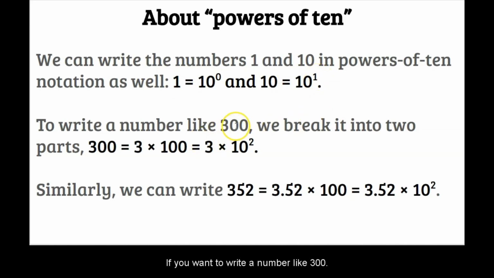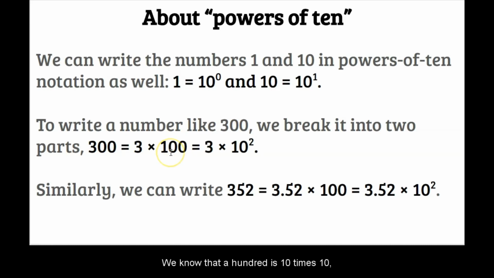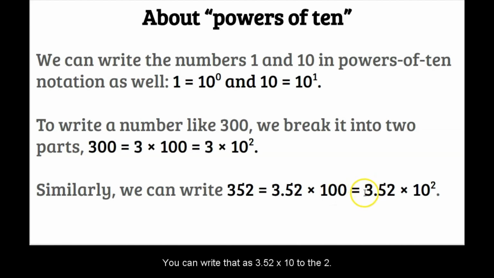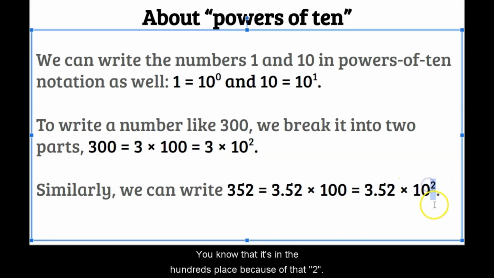If you want to write a number like 300, the easiest way to do that is to break it out into two parts. 300 is 3 times 100. We know that 100 is 10 times 10, or 10 to the 2, and so you could just write it as 3 times 10 to the 2. If a number gets more complicated, it's basically the same. 352 is 3.52 times 100, and so you can write that as 3.52 times 10 to the 2. You know that it's in the hundreds place because of that 2.